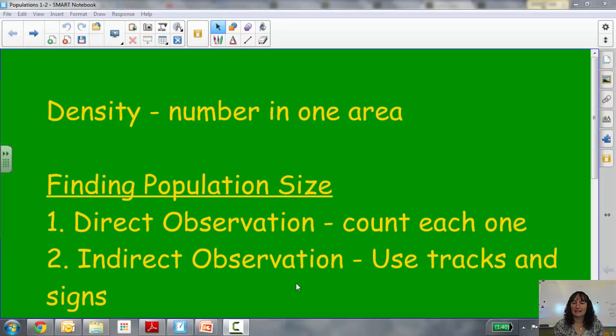Then there's indirect observation, and this is where they use tracks and signs like their nests or dens, the food sources, like if bears scratch on trees, things like that, that show that there's been a bear that has gone by that area.